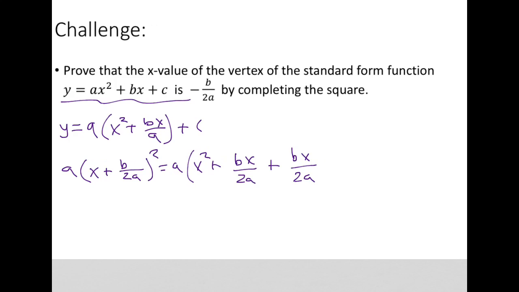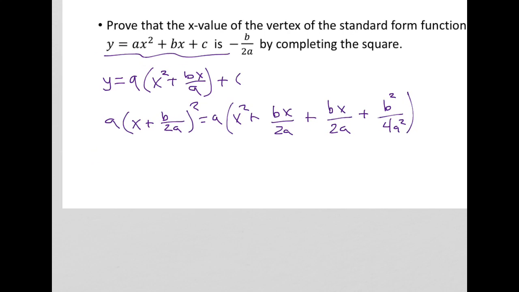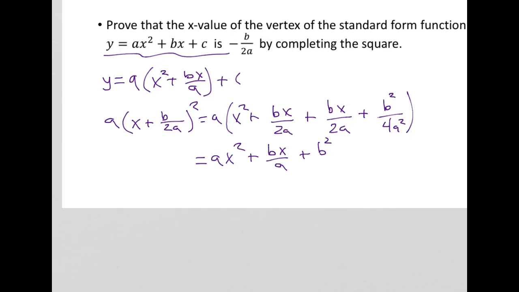And then if I do b over 2a quantity squared, I'm going to get plus b squared over 4a squared. Close that off. Let's simplify it and distribute in. So I'm going to get a times x squared plus 2 bx over 2a's, so that's the same as bx over a, plus b squared over 4a squared is what I have worked to so far.